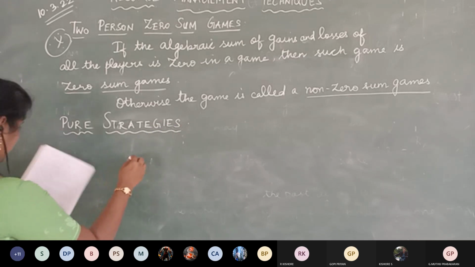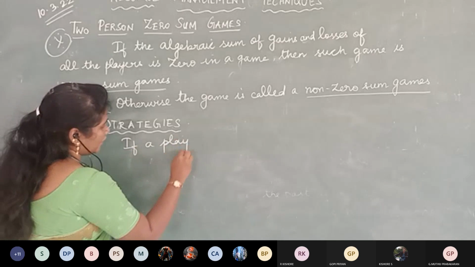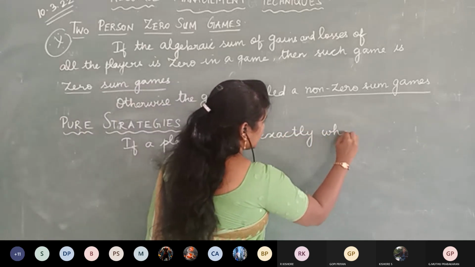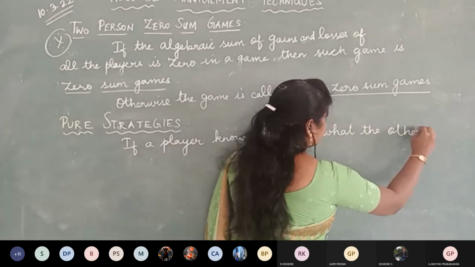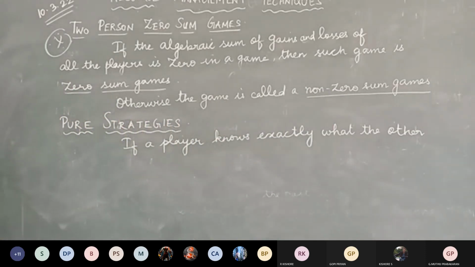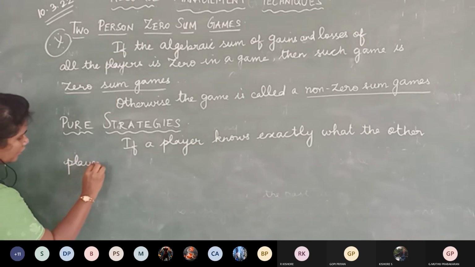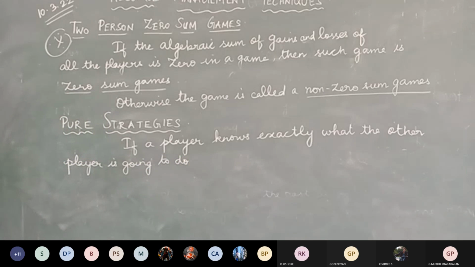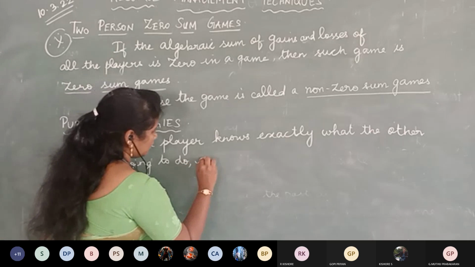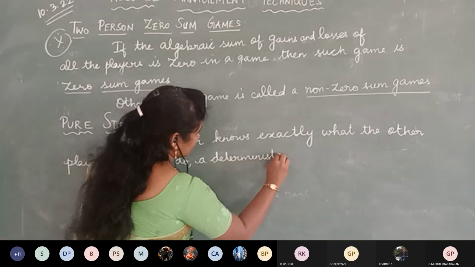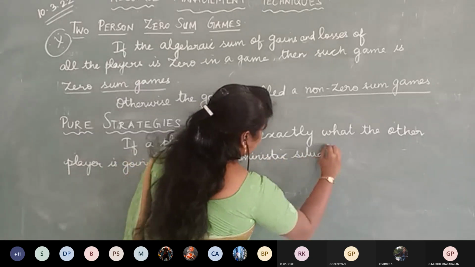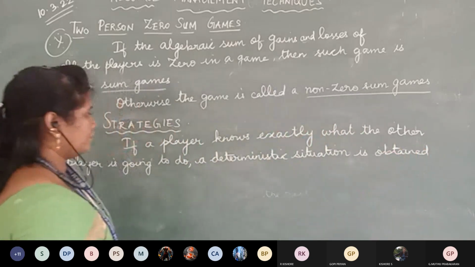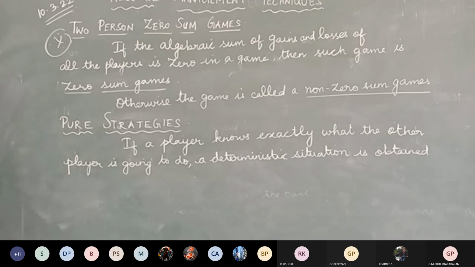If a player knows exactly what the other player is going to do, a deterministic situation is obtained.